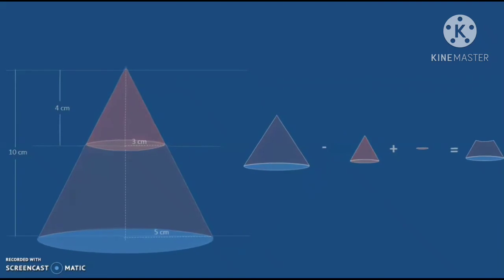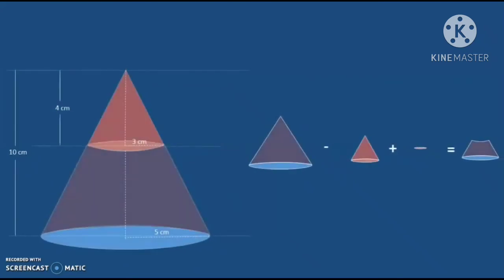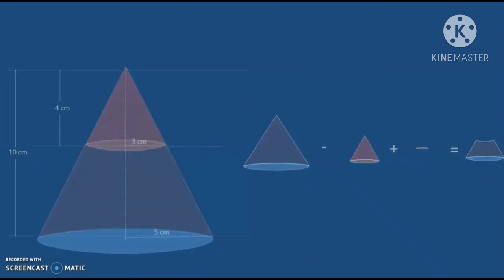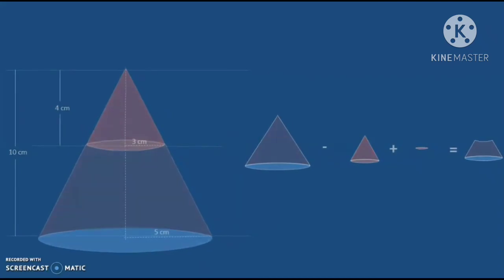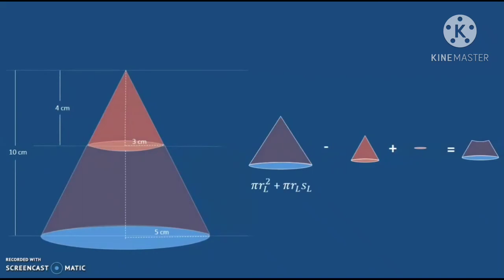Well, we know that the formula for a cone is πr² + πrs, but since we have the dimensions for both the large cone and the small cone, we need to differentiate which one we are talking about. So, we will label this over here with a subscript L, since we want to find the area of the large cone.